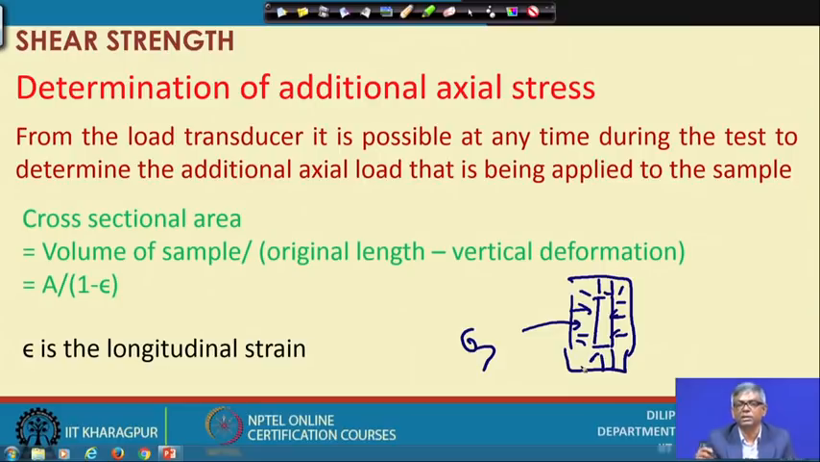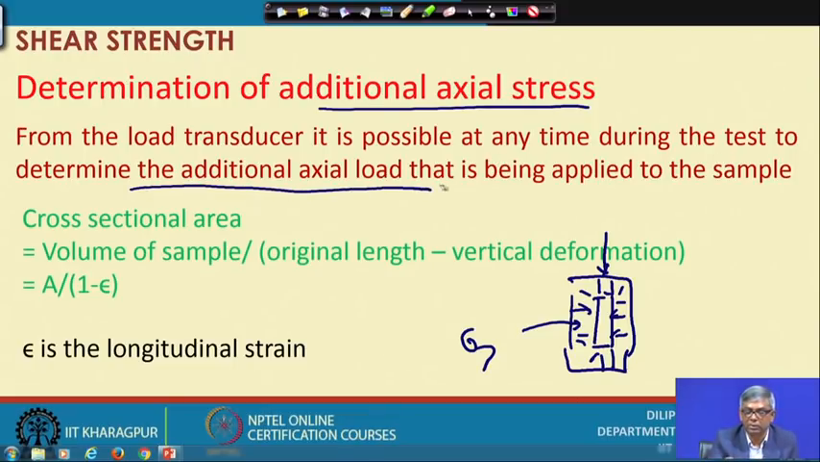So, sigma 3 is applied in all directions, and additionally we are giving some axial load. That is what is called additional axial stress. From the load transducer it is possible at any time during the test to determine the additional axial load that is being applied to the sample. That means how much you are applying at any time, that we can find out. That is delta sigma, the additional axial load.